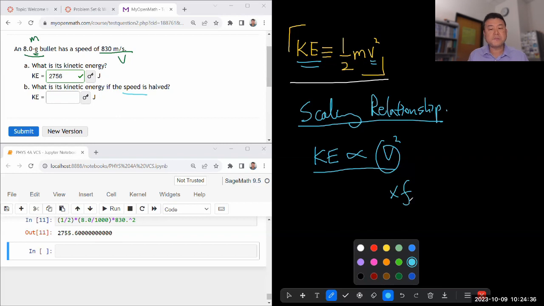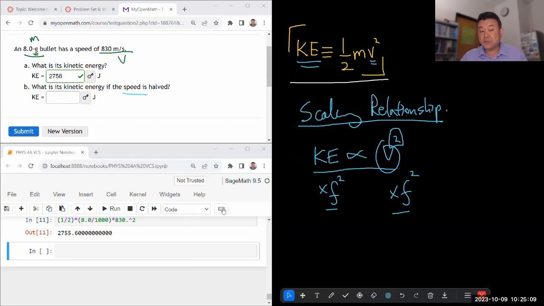Noticing that relationship allows you to do quick mental math, such as if you change speed by some factor, increase it by some factor, then imagining going through that algebra, what you're doing is you're taking this factor and squaring it. So when you change the speed by some factor f, your kinetic energy will be changing by that factor squared. So when it says the speed is halved, the factor is 1/2, then the kinetic energy should be 1/2 squared or 1/4. So all the math I need to do is take this number and divide it by 4.